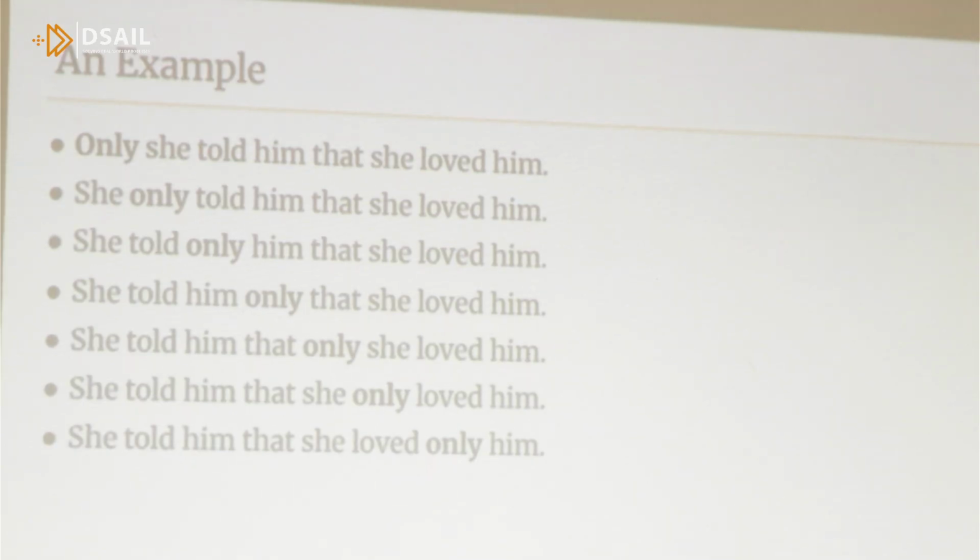But is there a difference in the number of words? Are the words any different? What brings the difference? Order. Shifting only affects the meaning of the sentence.